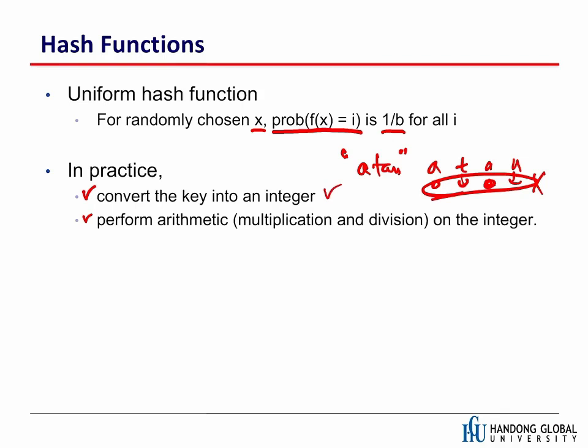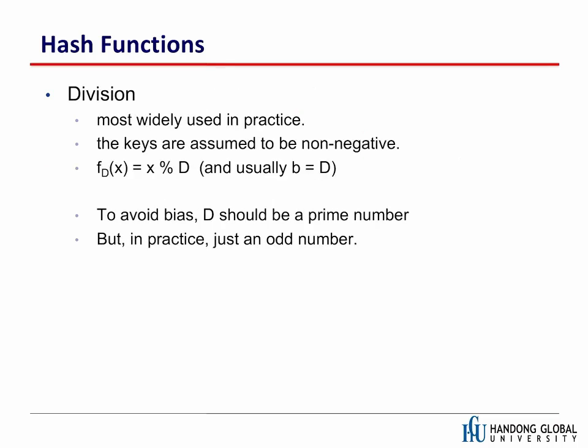So we have an integer. Then this integer is not evenly distributed, right? The probability of this integer is not uniform. So we will perform some arithmetic operations, hoping that after these operations, the output is evenly distributed. That's our hope. And let's assume that we have an integer for an identifier.